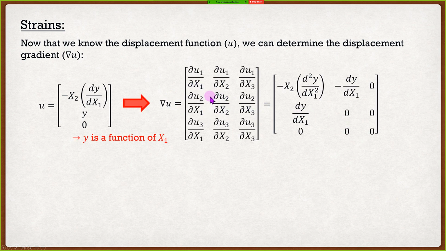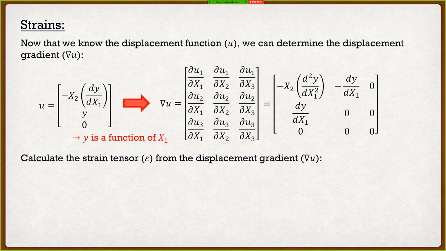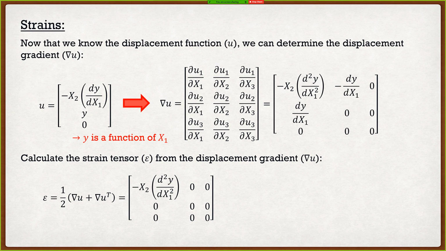Finally, in our second row here, we're taking the derivative of u2 with respect to x1. Since, again, y is a function of x1, we just take the derivative of it, and then the rest are all going to be zeros. Nice and easy. So again, why do we calculate this displacement gradient? Well, we want that strain tensor. We said that our small strain tensor is simply going to be 1/2 of nabla-u plus nabla-u transpose. I add those all together, and I get the following.